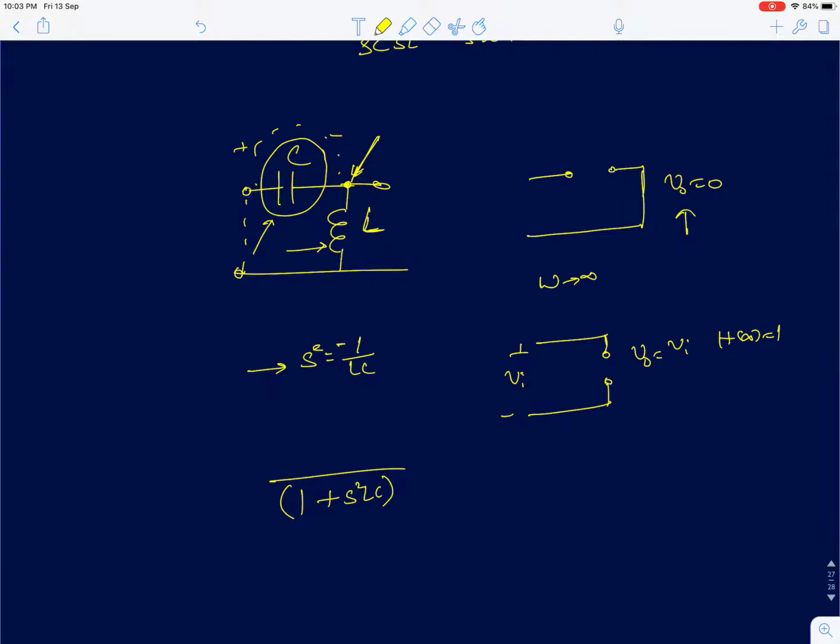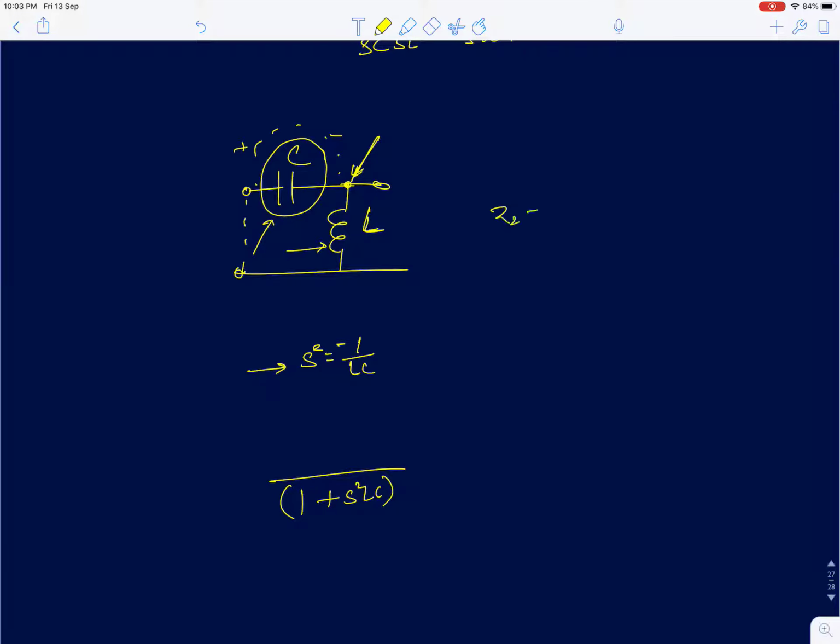Now is there any 0 in the circuit? To find the 0 in the circuit, we'll apply the standard method. First we try to find when Z2 goes to 0. Z2 can go to 0 at omega equal to 0. At that point, we just have to ensure that Z1 doesn't go to 0. At DC, the inductor impedance becomes very small and the capacitor impedance becomes very large. So this condition is met, and there is a 0 there at DC.